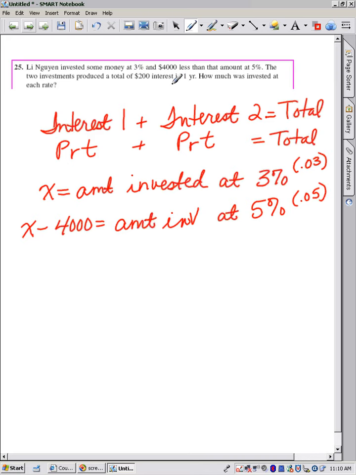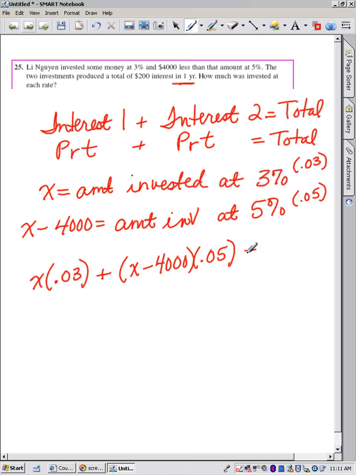Now we were told this was for 1 year, so the time is going to be 1 in both, so we really can ignore that because multiply by 1, you just get what you started with. So the way our equation is going to come out is principal times rate times time, so we're going to have to do X times the rate, which is 0.03, times 1, which we don't need, plus the second interest amount, principal there was X minus 4,000, times the interest rate, which was 0.05.